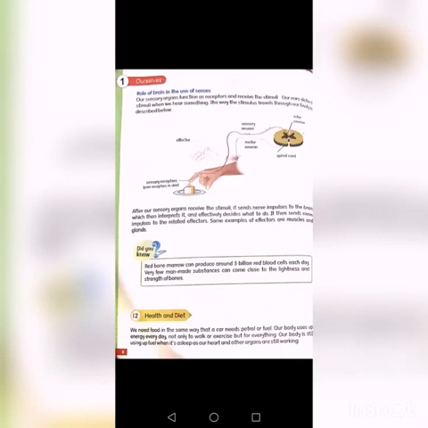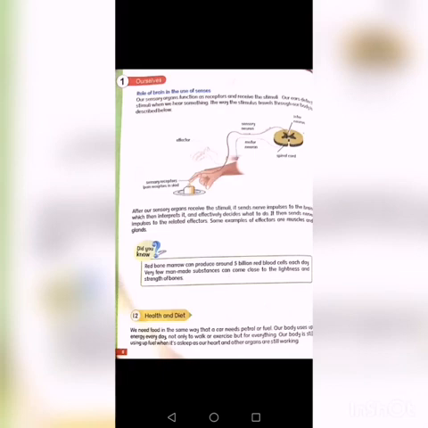After our sensory organs receive the stimuli, they send nerve impulses to the brain, which then interprets them and effectively decides what to do. It then sends nerve impulses to the related effectors. Some examples of effectors are muscles and glands.